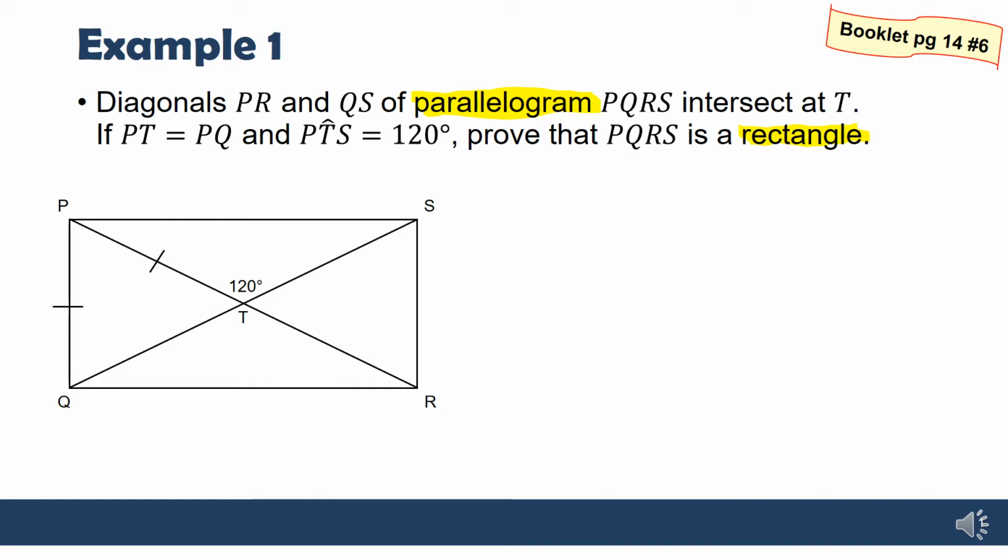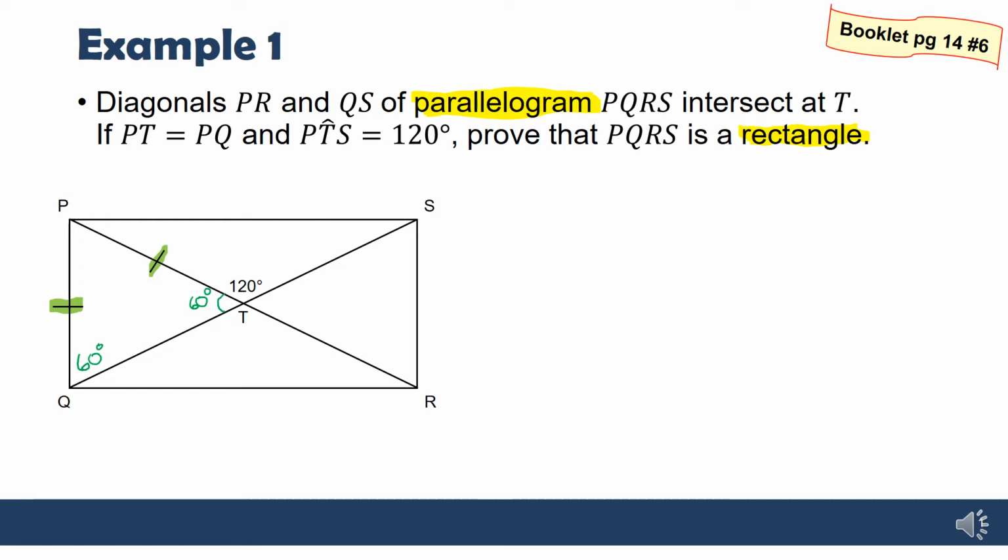And because they've drawn in the diagonals for me, I'm going to try and go down that second route and see if I can get anywhere with that. I see that I have equal sides here, so I'm going to be able to use angles opposite equal sides if I can figure out one of these angles. So by angles on a straight line, I can work out that this angle is 60 degrees. And then by angles opposite equal sides, I can work out that PQT is also 60.